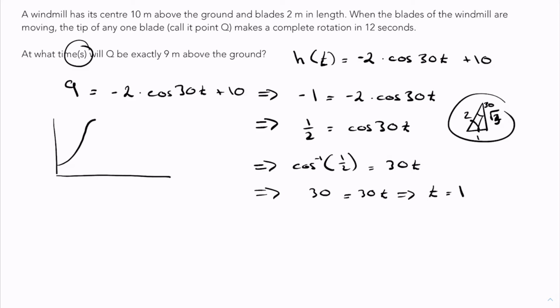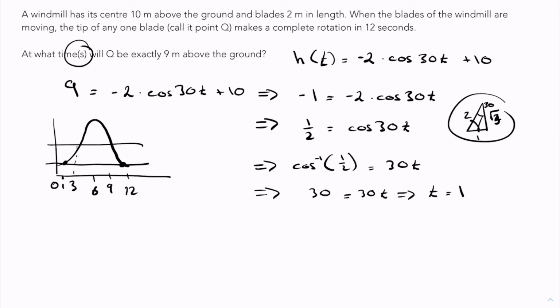So our cycle looks something like that. We've got 0, 6 in the middle, and 12 at the end. Here I'm going to have 9, and over here I will have 3. So 1 second is roughly here. So it looks like at some other point over here, I will also be 9 meters above the ground.